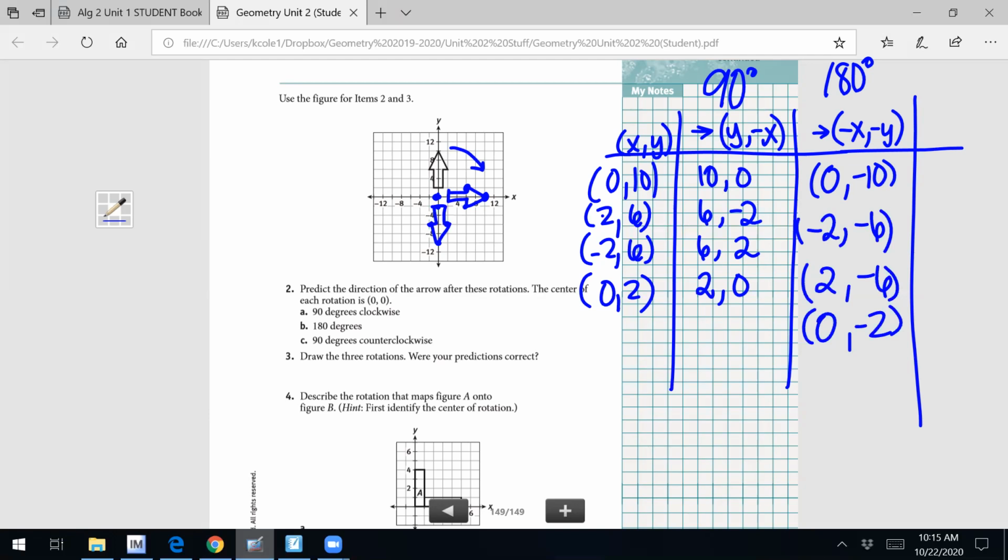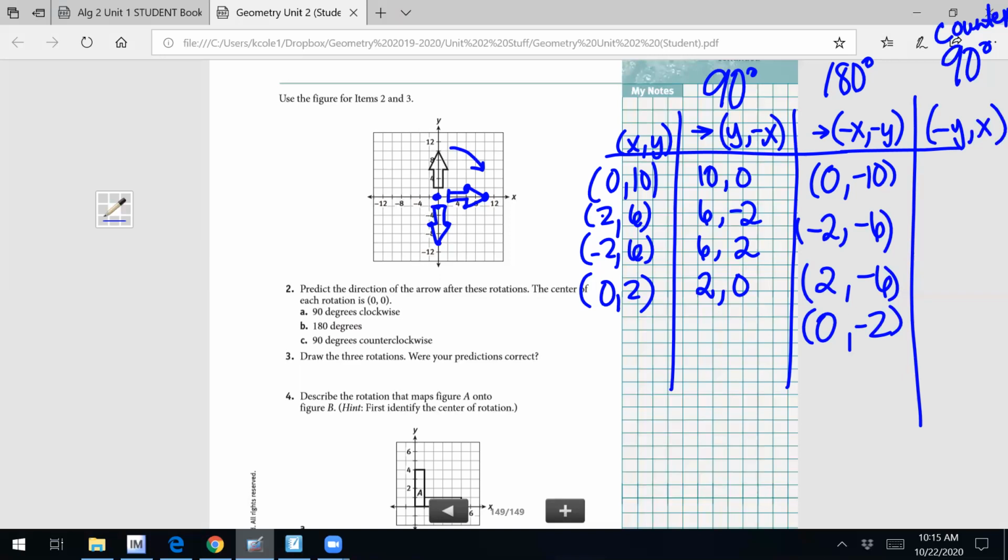Did you say down? Good. At least have it sketched on there. All right, 90 degrees counterclockwise. So what's the rule for that one? They switch. That's right. They switch, and y is negative this time.